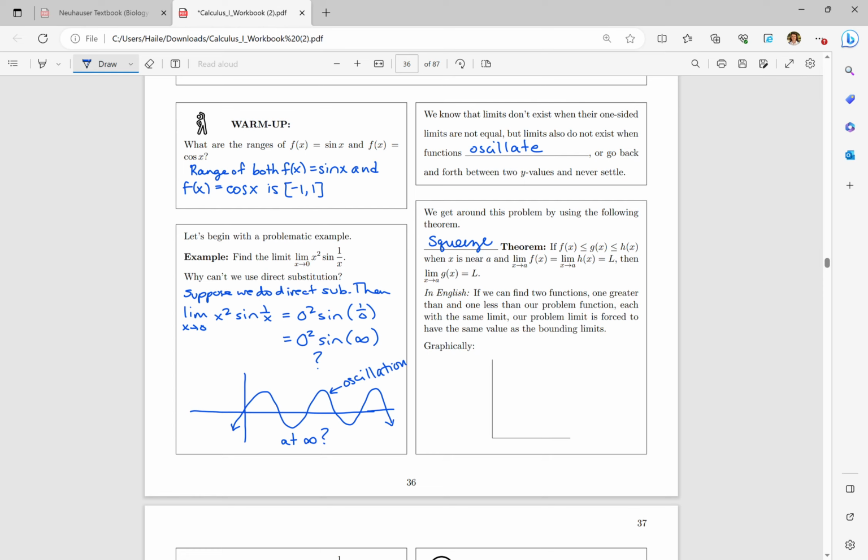So let's draw a quick picture. What this is saying is if we have some function up here called f of x and some function down here called h of x, and let's say our limit is at a, and a is right here, then if our function in our problem, g, goes between these two at this value of a, then all three of those must have the same limit. Okay, so it allows us to indirectly solve for the limit.